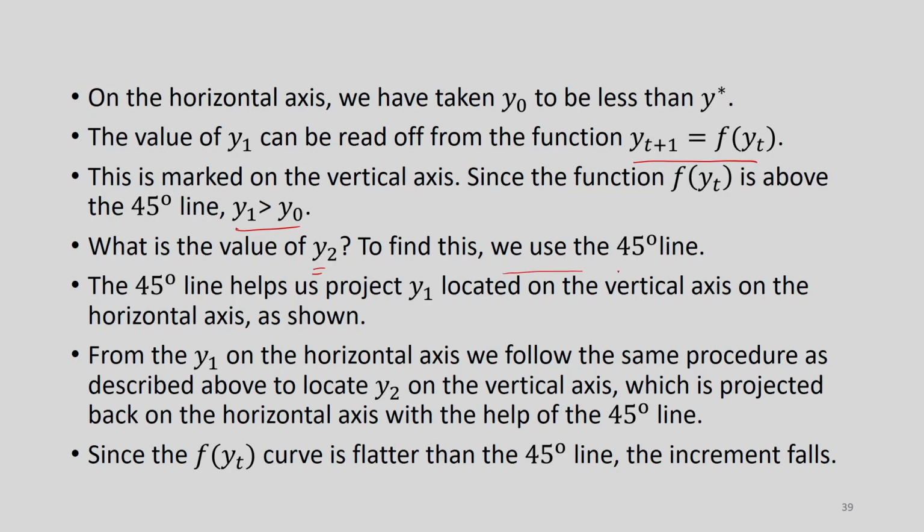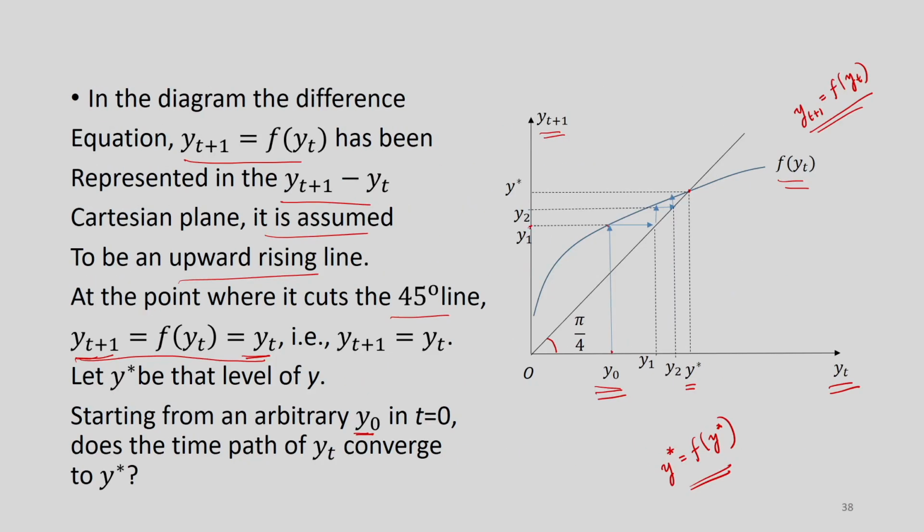To find this, we use the 45-degree line. The 45-degree line helps us project y 1, which is located on the vertical axis, onto the horizontal axis as shown. So, here is y 1, I am projecting this onto the horizontal axis here. How am I doing that? I am taking this y 1 and going to the 45-degree line and drawing a vertical straight line, and I am reading y 1 from the horizontal axis. So, this is y 0, and on the same axis I am able to locate y 1. If I know y 1, then I will straight away know y 2, because from here I draw a vertical line going to the function f of y t, and f of y t will give me y 2, which is here, from the function.